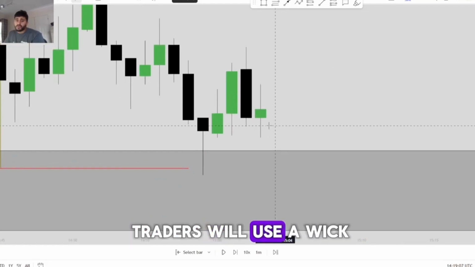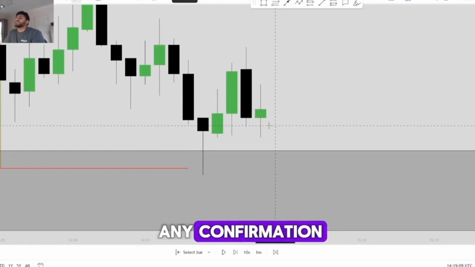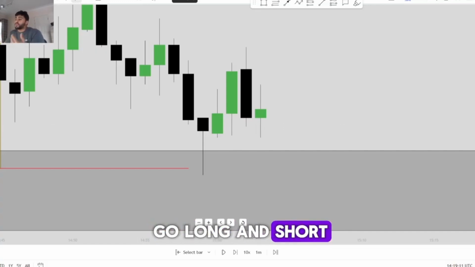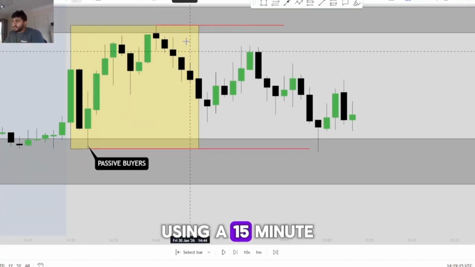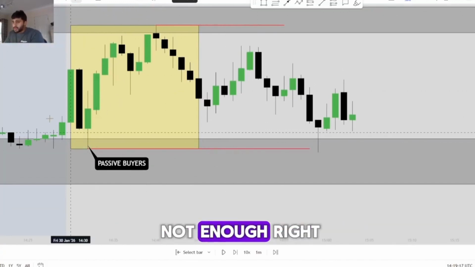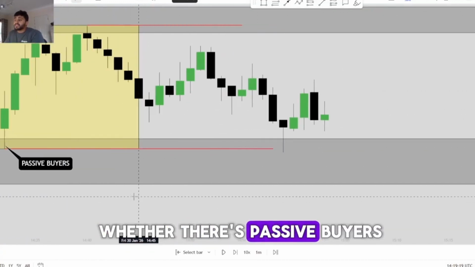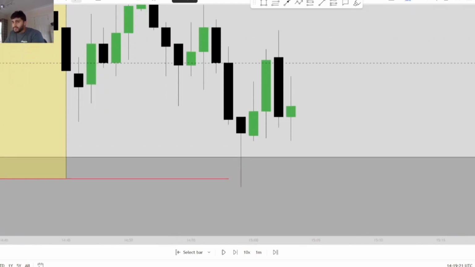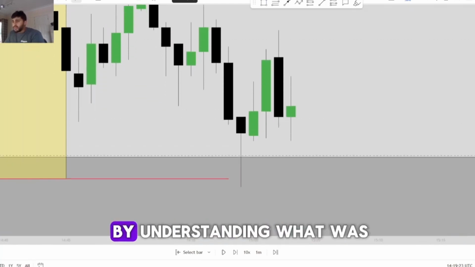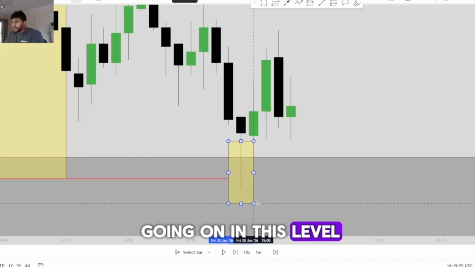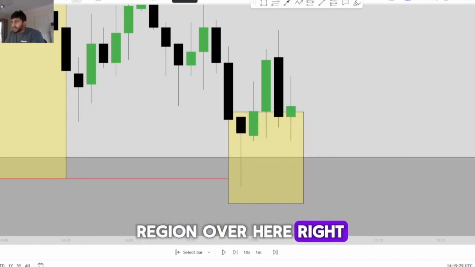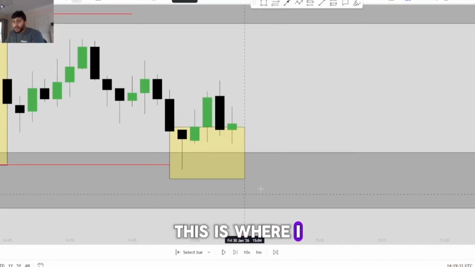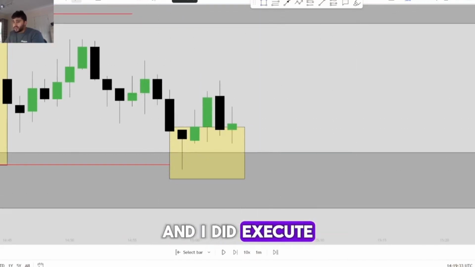A lot of traders will use a wick, but they won't have any confirmation as to whether to go long or short with that wick. So typically a wick is not enough. Using a 15-minute opening range breakout is not enough, right? You need to see whether there's passive buyers in this region. Now, how we do that is by understanding what was going on in this level and just outside the level. So just this entire region over here, right? This is where I was looking to execute, and I did execute a long position, right?